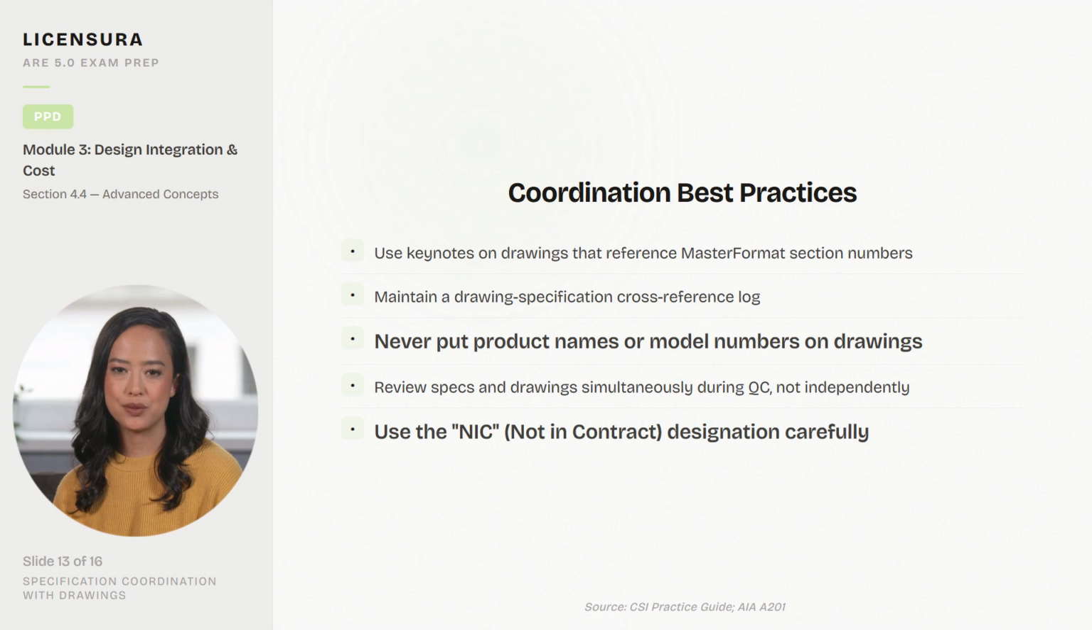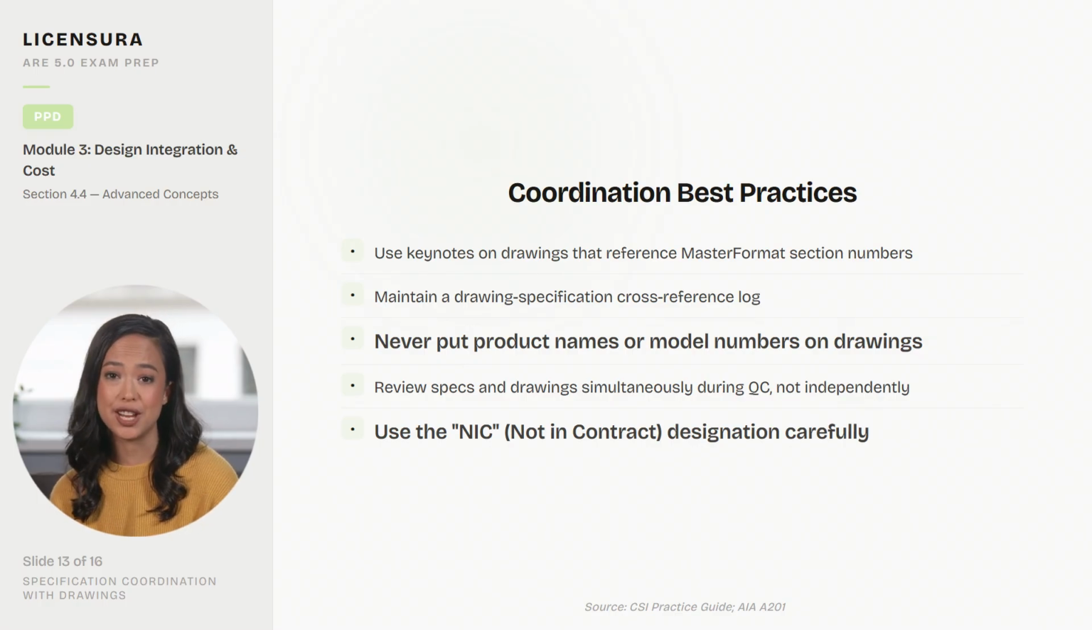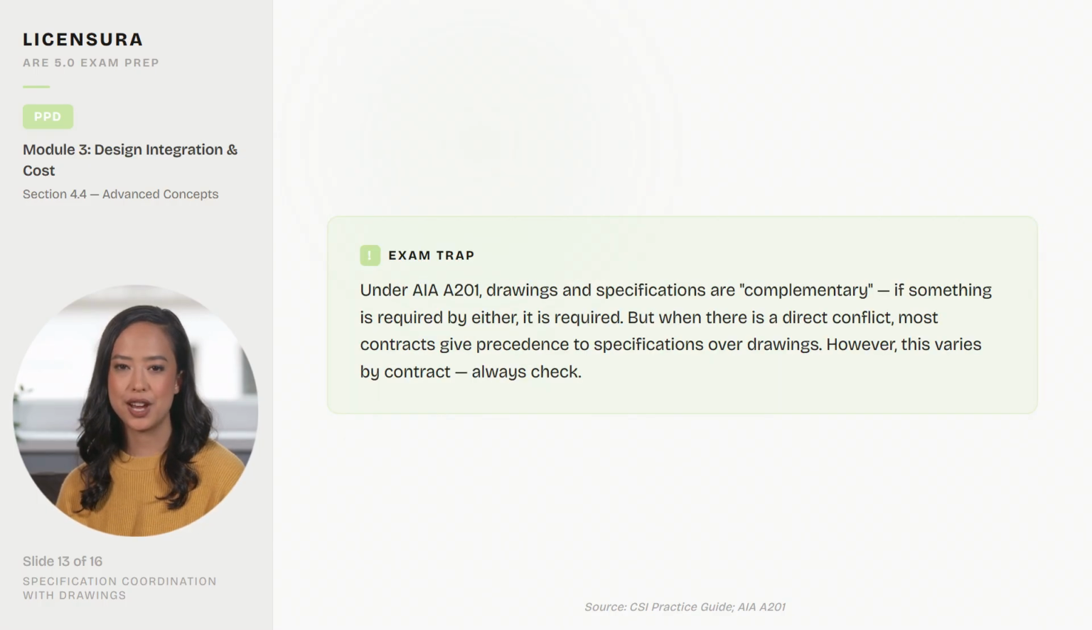The single most important tool is documentation. Verbal agreements without written records leave the architect unprotected. A critical warning. Under AIA A201, drawings and specifications are complementary. If something is required by either, it is required. But when there is a direct conflict, most contracts give precedence to specifications over drawings. However, this varies by contract. Always check.